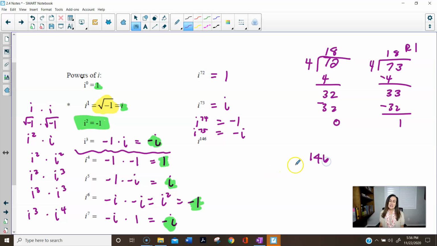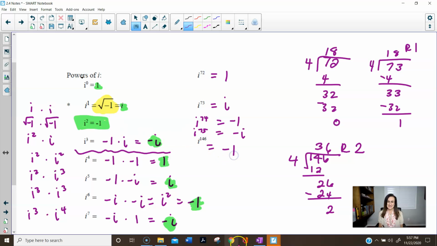Let's do 146. Let's divide it by 4 and let's evaluate the remainder. So 4 goes into 14 3 times. That's 12. And I get a 2, bring down the 6. 4 goes into 26 6 times, and that's 24. And you can see that my remainder is 2. So if I come over here, here's remainder 0, here's remainder 1, and here's remainder 2. So what does i to the 146 power equal? The same as i squared, which is -1.